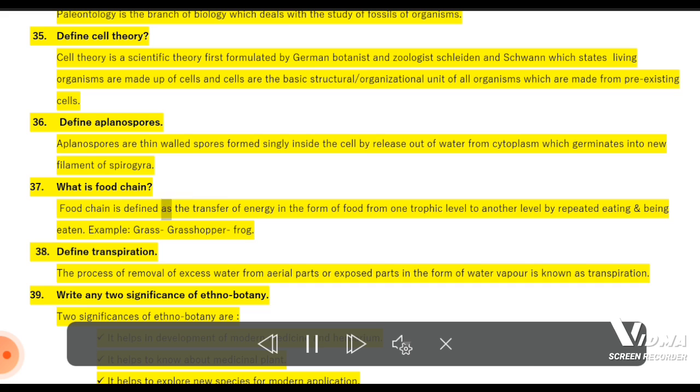Food chain is defined as the transfer of energy in the form of food from one trophic level to another level by repeated eating and being eaten. Example: grass, grasshopper, frog. 38. Define transpiration.